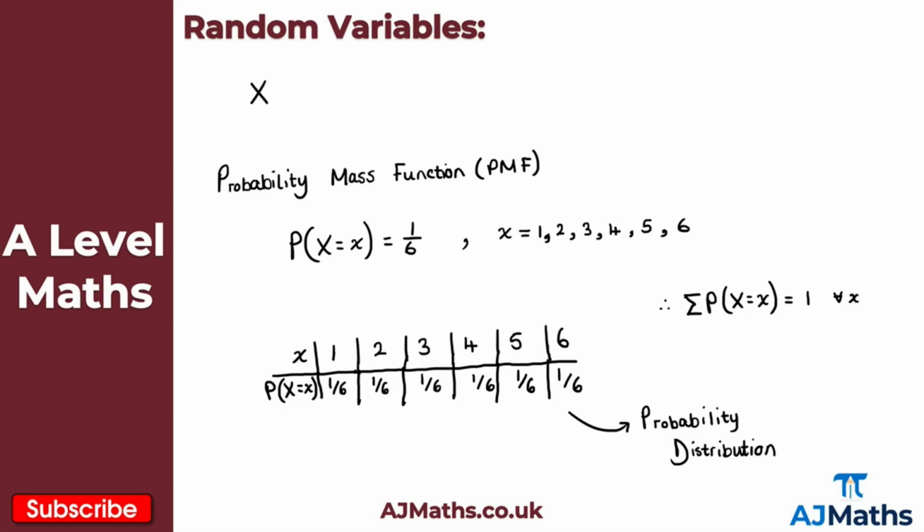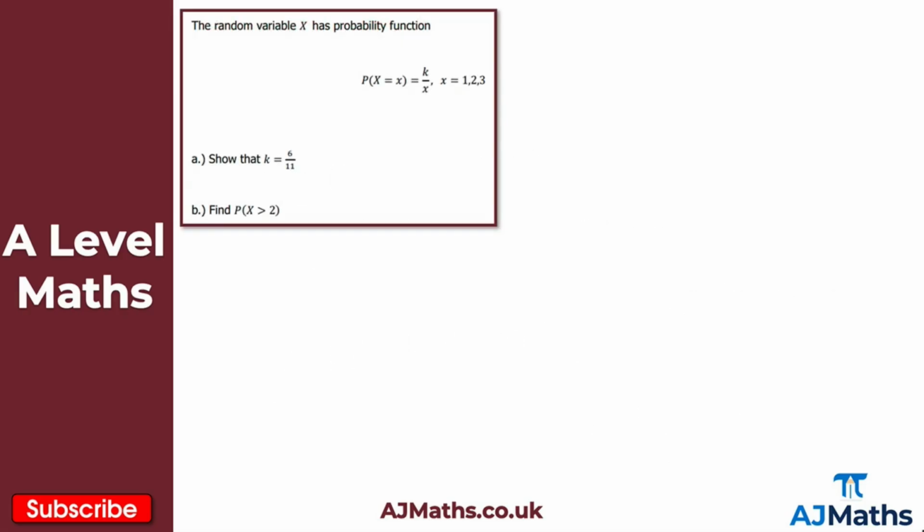What we're going to do now is take a look at some practice questions. So if we begin with question 1 here, we've got the random variable X, which has a probability function given as we can see here. So for part A, we're asked to show that k is equal to 6 over 11.